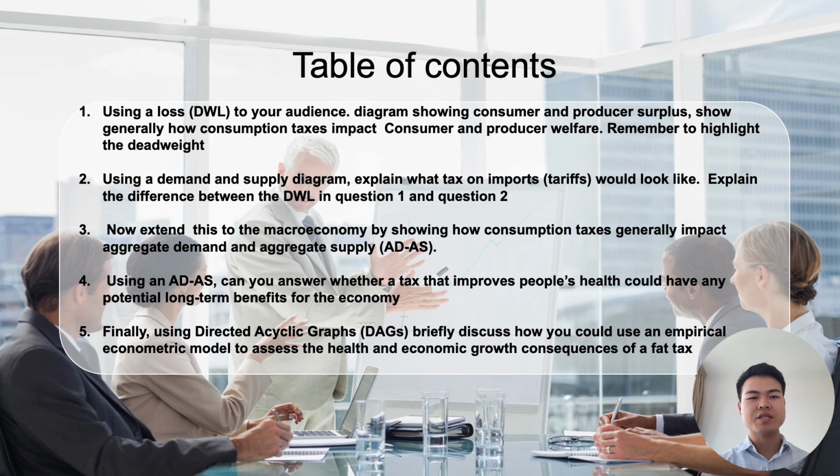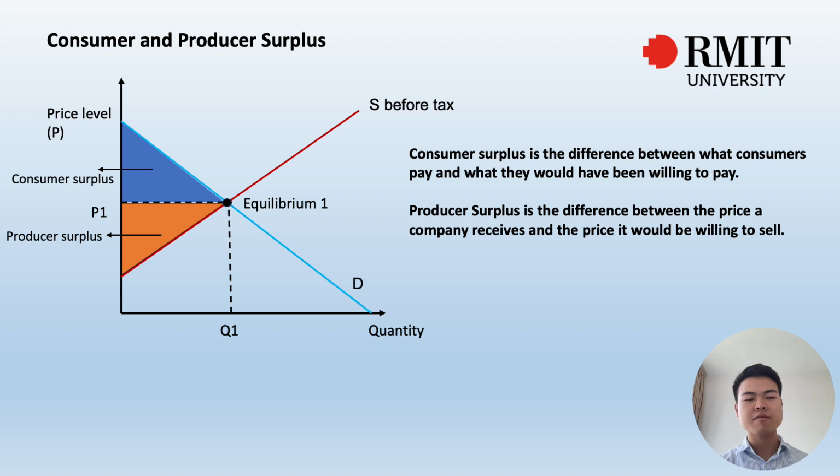So there are 5 questions in the table of contents here. For the first 4 questions, I have drawn the diagram, the graph, and for the 5th question, I have drawn the DAG diagram to discuss it more. For the first slide, I'll be talking about the consumer and producer surplus that happens in the equilibrium of a demand and supply diagram before taxes.